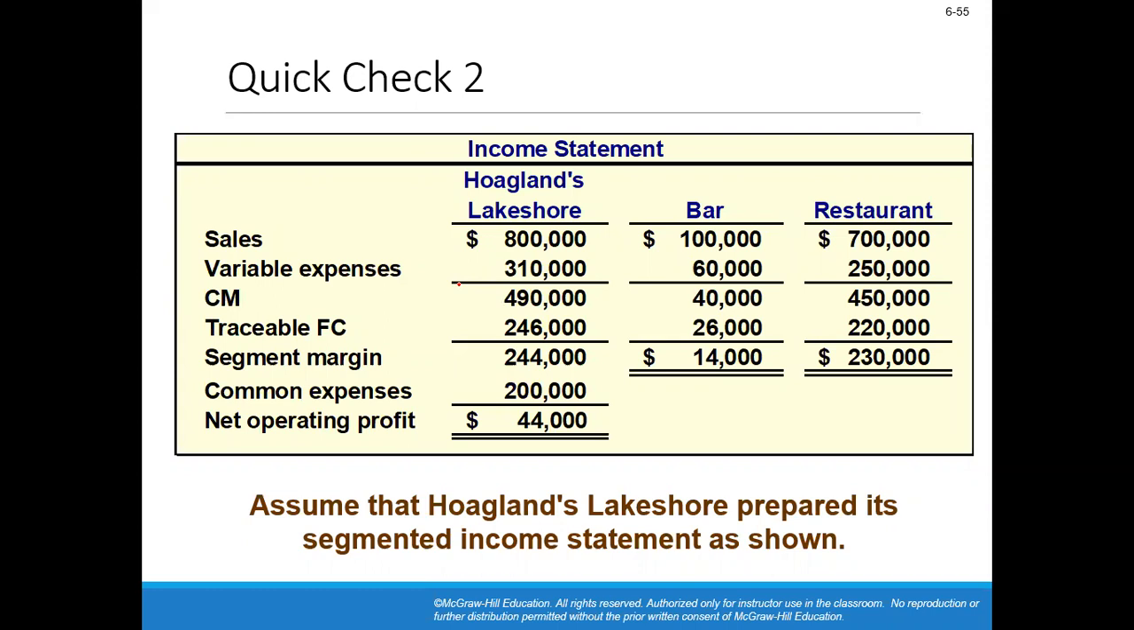Okay, so first of all, you see that this is a company-wide income statement, and there are two segments, bar and restaurant. Foreign restaurants commonly have a bar segment and a restaurant segment where the food is available. We also have some restaurants in our country which offer bar and restaurant together. They have these two segments. Hoagland's Lakeshore Hotel has prepared this income statement.